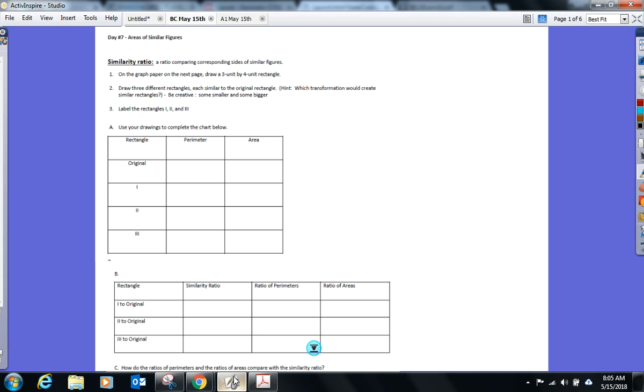I want to go back to similar figures today. Similar figures: ratios of corresponding sides are in the same ratio. So here's what I need you to do for me first.